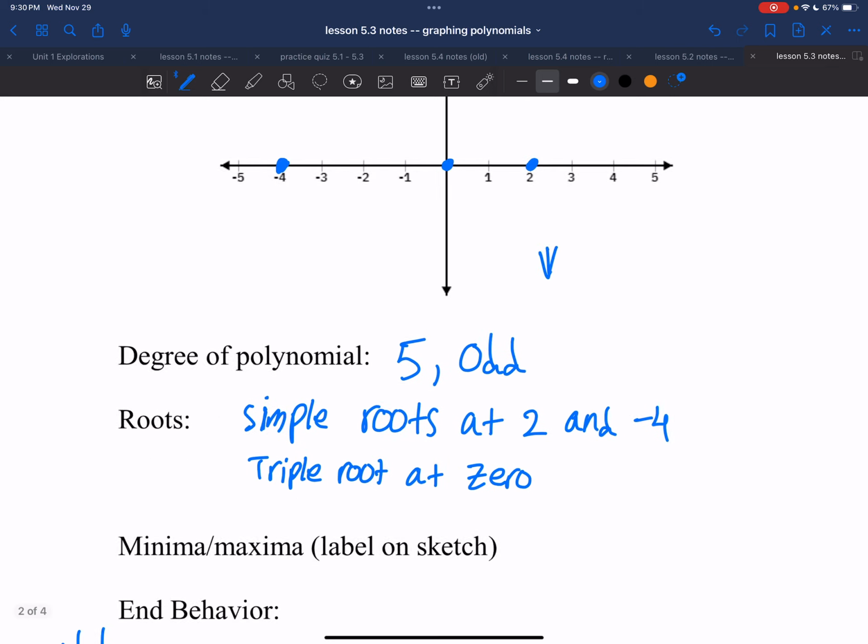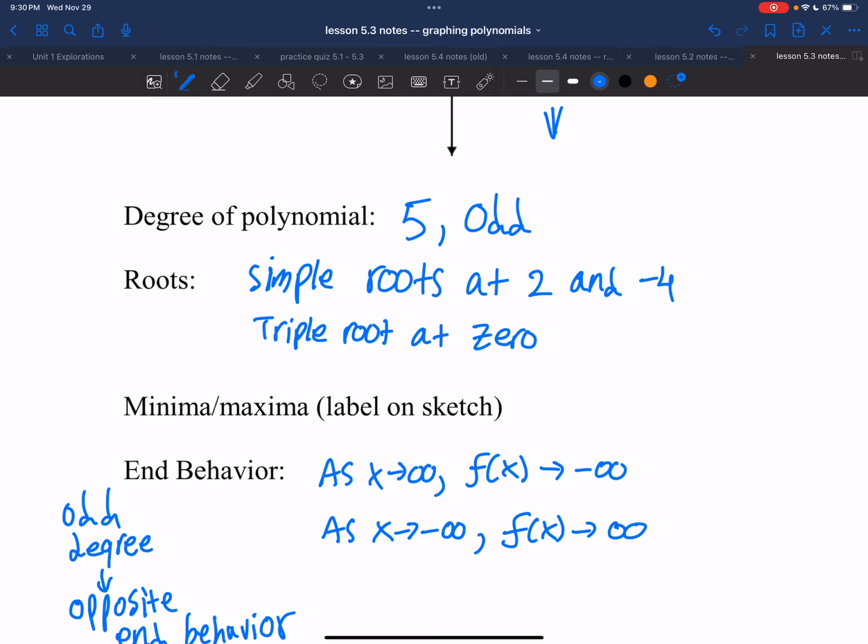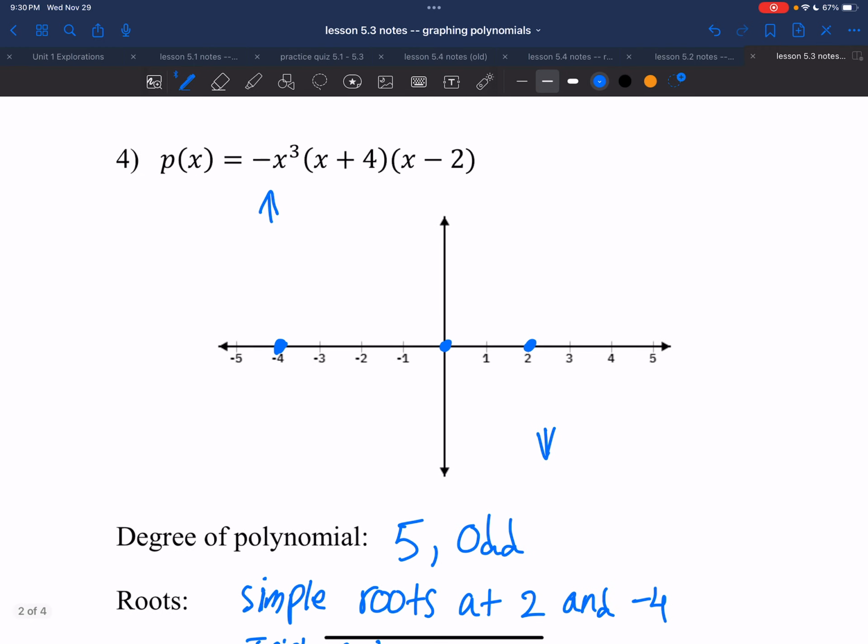And by the way, since we're there, as x goes to infinity, it's going to go down. So f of x is going to go to negative infinity. As you go to the left, which means as x approaches negative infinity, f of x approaches positive infinity as it goes up. Now let's connect these.